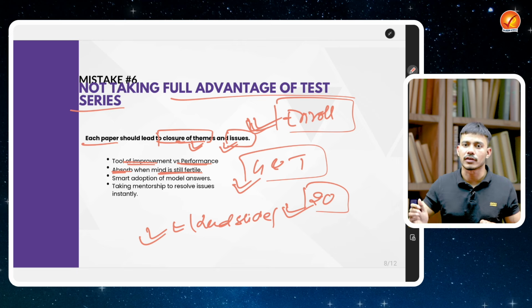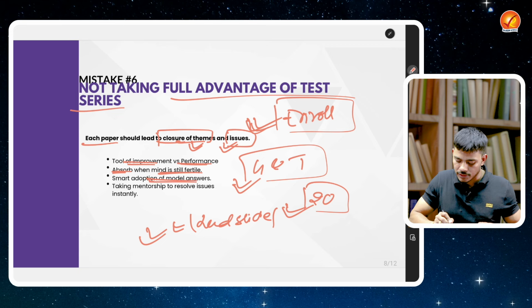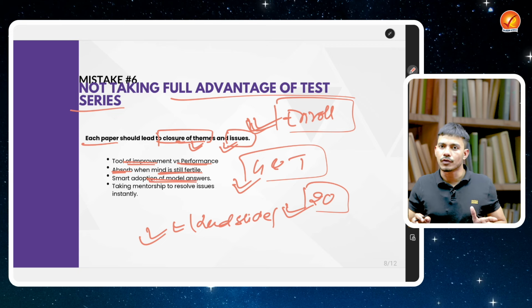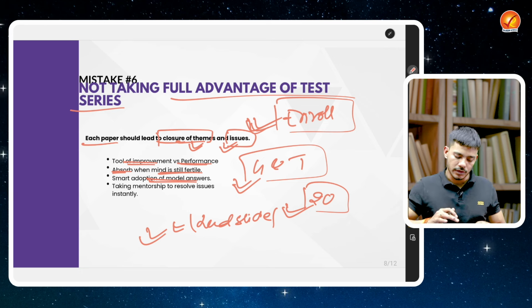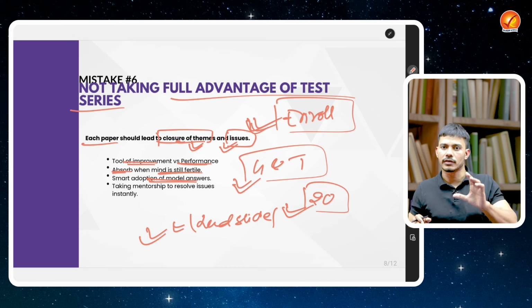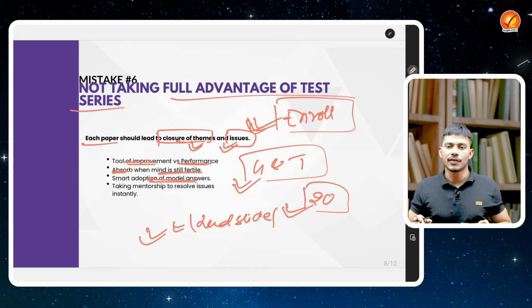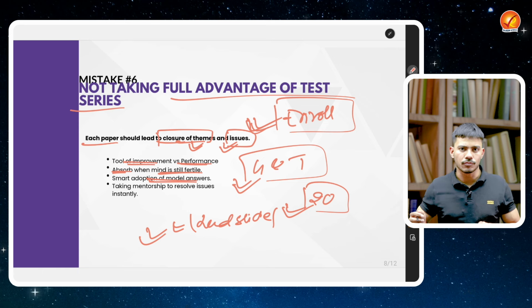Do not leave revision of your test series for some later time. At the same time, the model answers that are provided are of very good quality, and of a nature that you can directly replicate in your examination hall. So always try to do a very smart adoption of that. If there is some lacuna in your notes, you can derive points from there and add them. And if that complete topic is lacking from your notes, you can smartly adopt that model answer as your notes for the last moment revision.